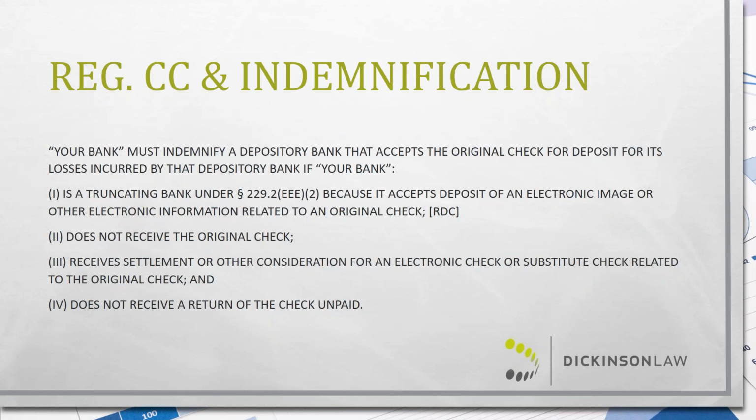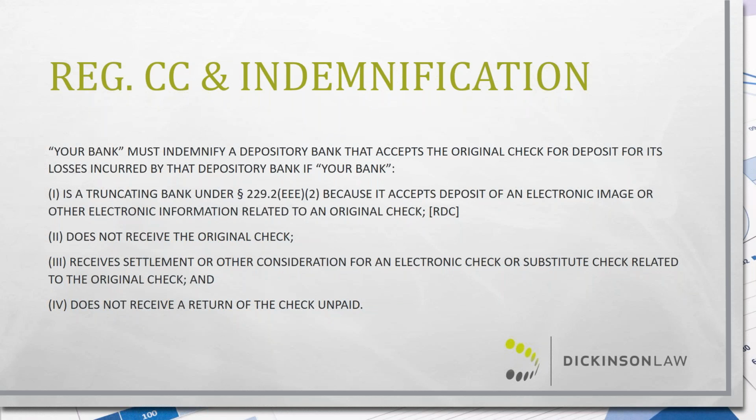So your bank, under the new reg, must indemnify a depository bank that accepts the paper check, the original check, or even an RDC, if it's a second deposit on that RDC, where you are the depository bank, the first depository bank, and you meet these 5 requirements under Reg CC. So if you're accepting remote deposit capture and you are the bank that truncates or essentially turns that image into a substitute check pursuant to that reg, you do not receive the original check, and you receive settlement for that remote deposit capture, then your institution may have to indemnify an institution that later accepts that check for deposit.